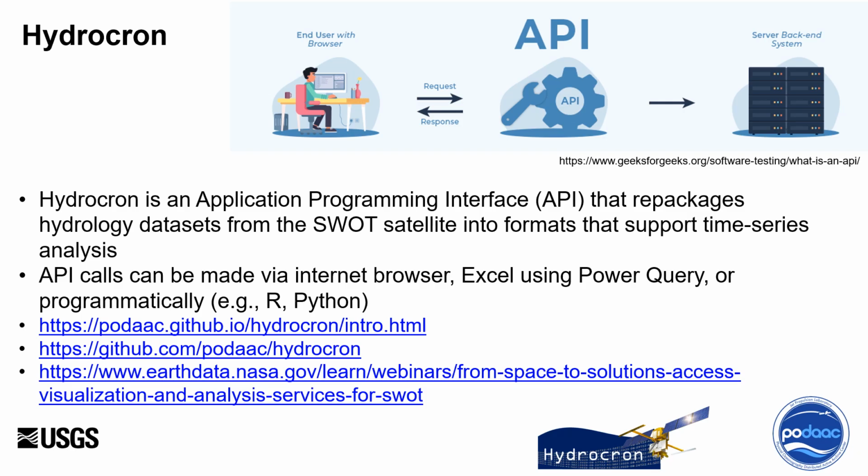These API calls can be made via an internet browser, or for example through Microsoft Excel using Power Query, or programmatically through R or Python. There's a lot of different documentation on both how to use APIs and how to use this specific Hydrocron API, which is developed by PO.DAAC, the Physical Oceanography Distributed Active Archive Center, and I've linked some information here. Recently there was also a webinar that went into depth on how to access, visualize, and analyze SWOT data using this API, which I encourage you to check out for more information as well.